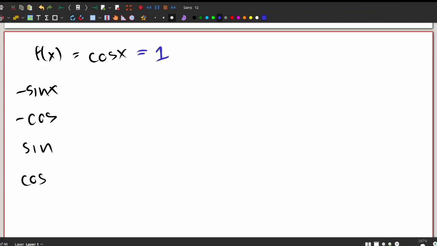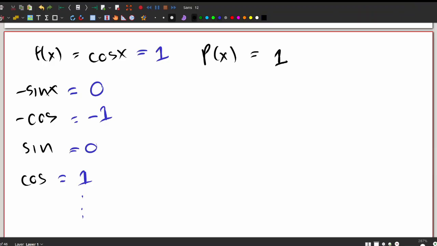Cos 0 is 1, all the sines equal 0, negative cos is negative 1, cos is once again equal to 1. So a similar thing happens here. All of these derivatives, as we go on, will alternate between 0, negative 1, and 1. So this function is also going to be alternating in its general form. When we write out the actual polynomial, p of x, we're going to get 1.